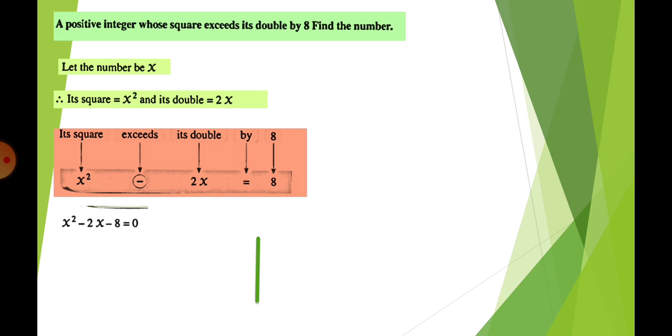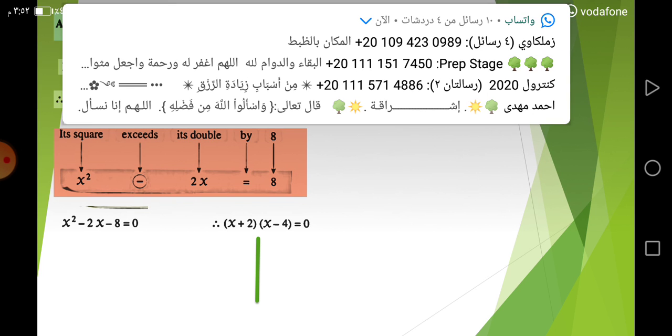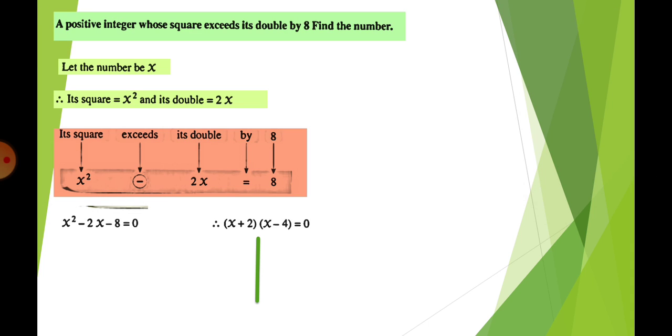Then we put the equation in the standard form of a quadratic equation, a x power 2 plus bx plus c equals 0. And we factorize this expression, x power 2 minus 2x minus 8. We want two numbers whose product equals 8 and the difference between them equals 2. So we factorize x power 2 minus 2x minus 8 equals 0 in the form x plus 2 and x minus 4.